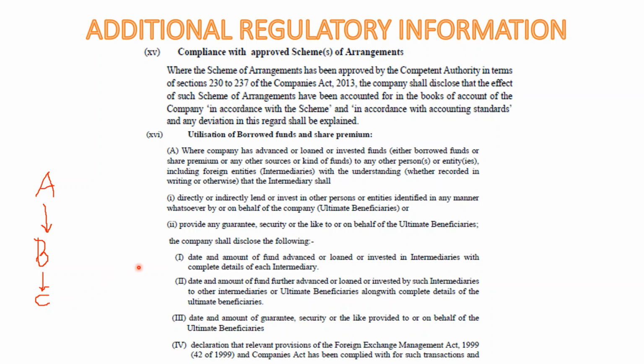amount of fund advanced or loaned or invested in the intermediary with complete details of each intermediary; date and amount of funds further advanced or loaned or invested by such intermediary to the other intermediary or ultimate beneficiary, along with complete details of the ultimate beneficiary; date and amount of guarantees, securities, or the like provided on behalf of the ultimate beneficiary; and a declaration that the relevant provisions of FEMA and the Companies Act have been complied with for such transactions.